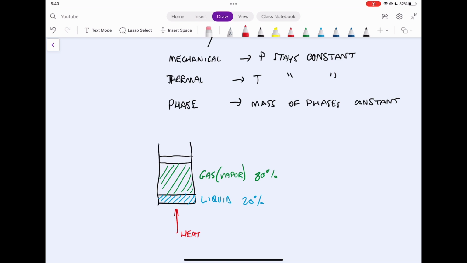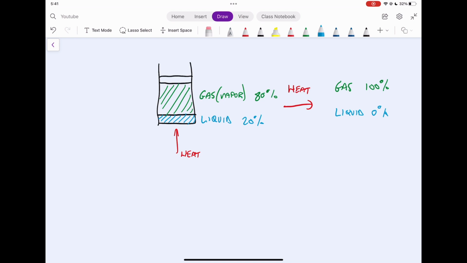Now, if we start adding heat to the system, then our heat might change our phase equilibrium. So it might change so that our phase will become 100% gas and 0% liquid. That would happen, for example, when you boil some water in a pot. That's a very similar situation to what we have above.